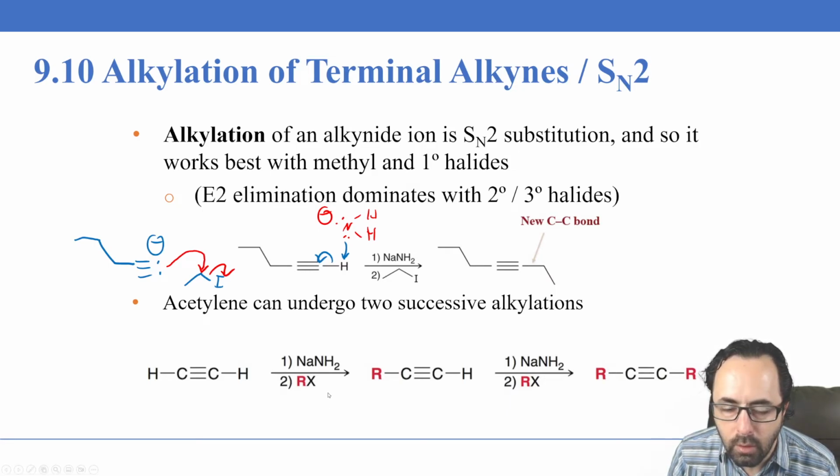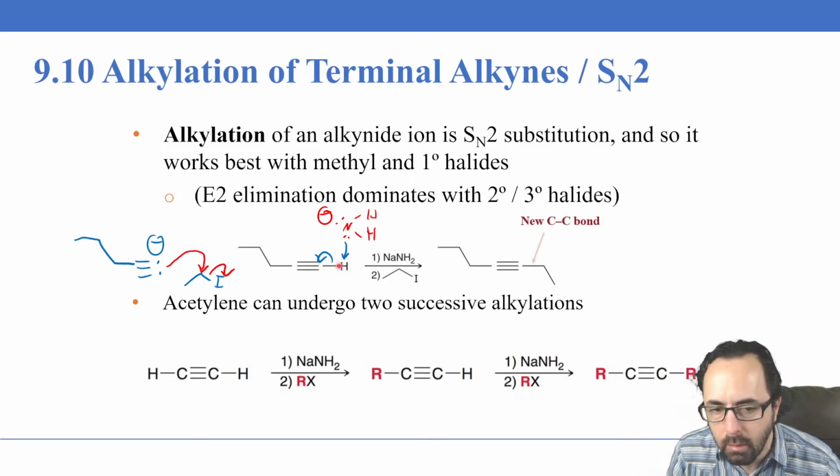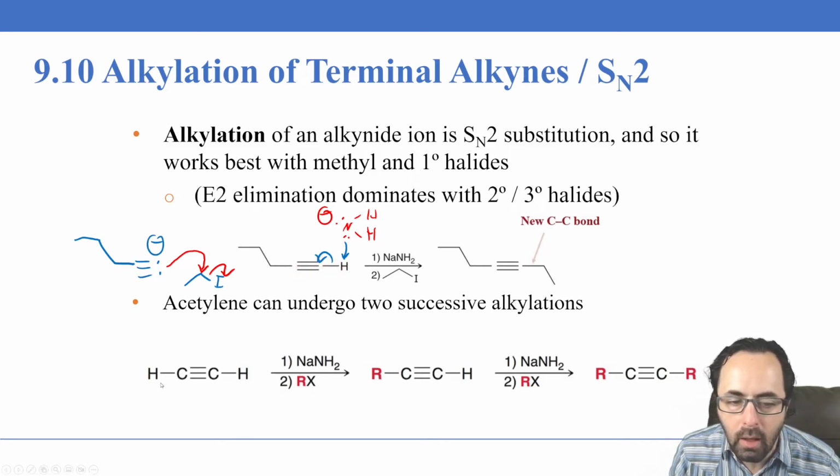And so you can do this if you have acetylene. You can do this twice, because this works on any terminal alkyne that has a carbon-hydrogen bond on the carbon involved in the carbon-carbon triple bond. If you have ethyne or acetylene, you can do this twice because it's got 2 terminal carbons. So here we've added an R group to one side, and then if we do it again, we can add another alkyl group to the other side.